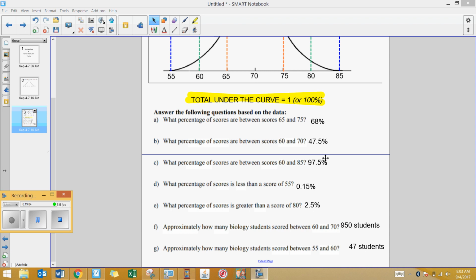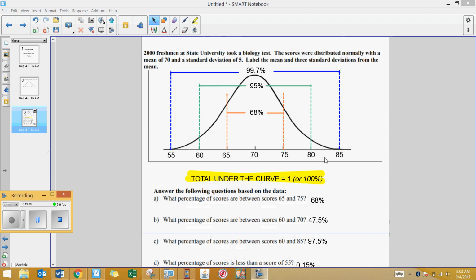So I'm going to leave the back side of this worksheet for you to try on your own. You're welcome to reference back to this video for different parts of how I was able to break down individual pieces of this curve, but otherwise I'm hoping that you're feeling a little more comfortable with the normal curve and the empirical rule.